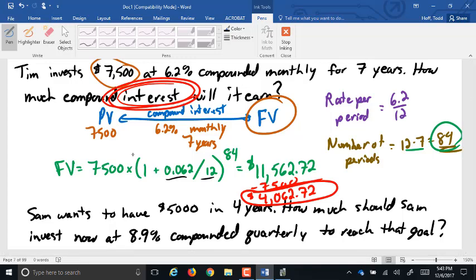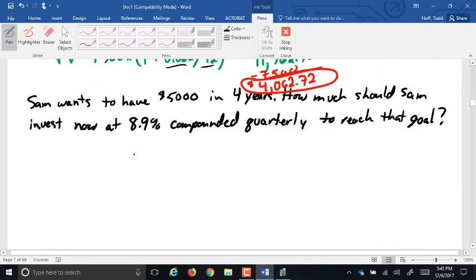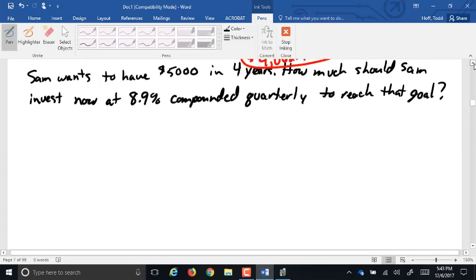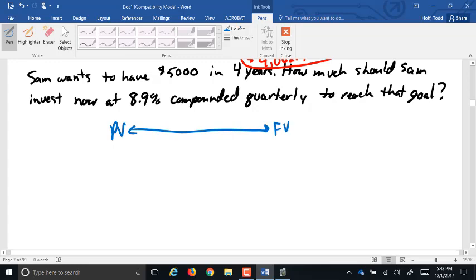Okay, on to the second example we had up here. So once again, we have present value and future value. And we have the $5,000 here. Where does that go? Is that the present value or future value? That is future value. That is money that Sam wants to have in the future, in 4 years.